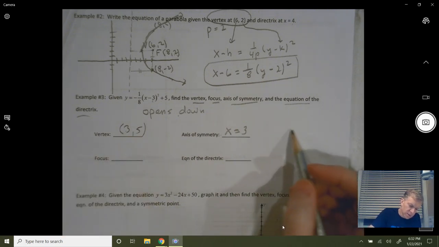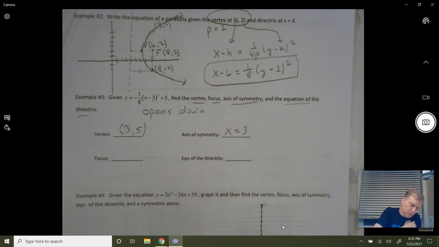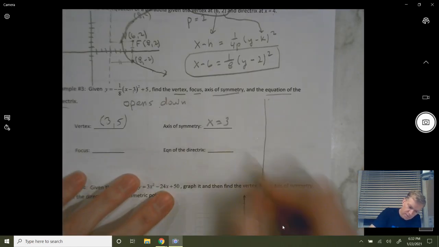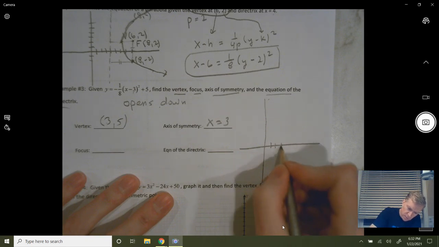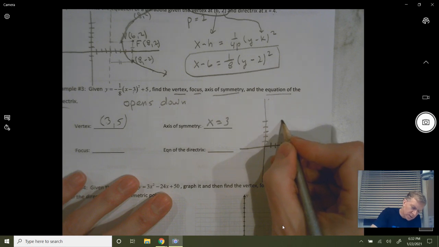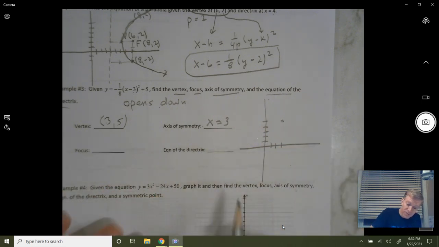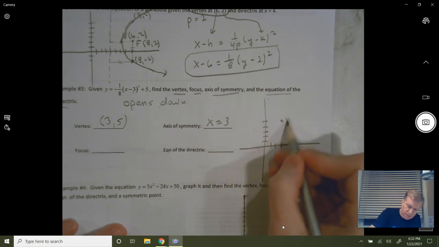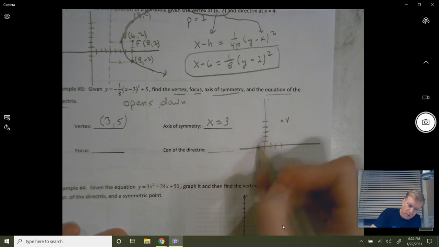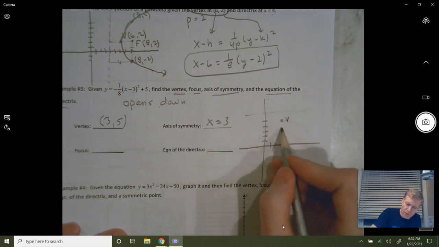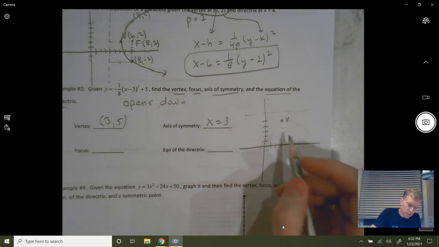Now, I always like to draw these. So our vertex is at (3, 5). It's just a quick sketch. I know that this opens down. Now let's find my p-value so I can plot everything. This right here is my vertex opening down. So I know you're always going to open towards your focus and away from your directrix. So I know my directrix is up here somewhere. I know my focus is down here, because it opens down.